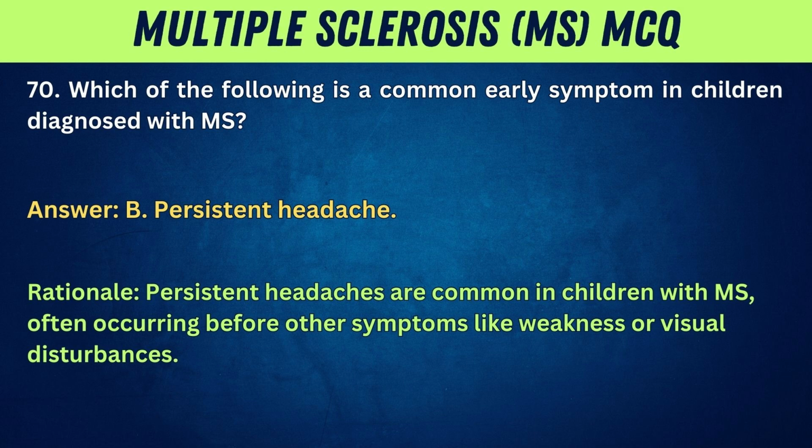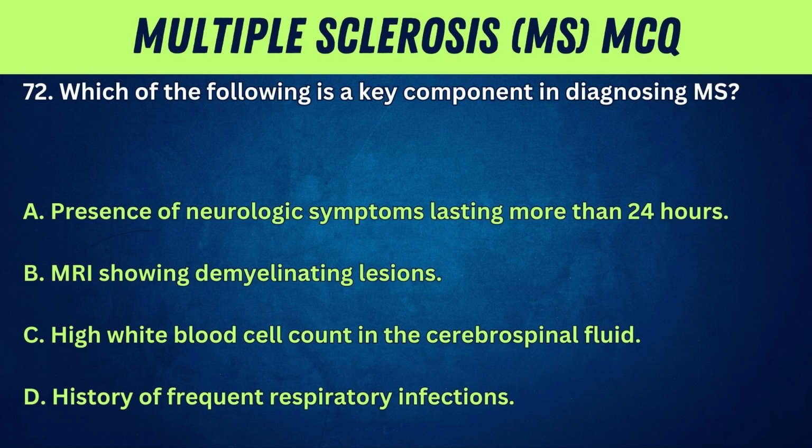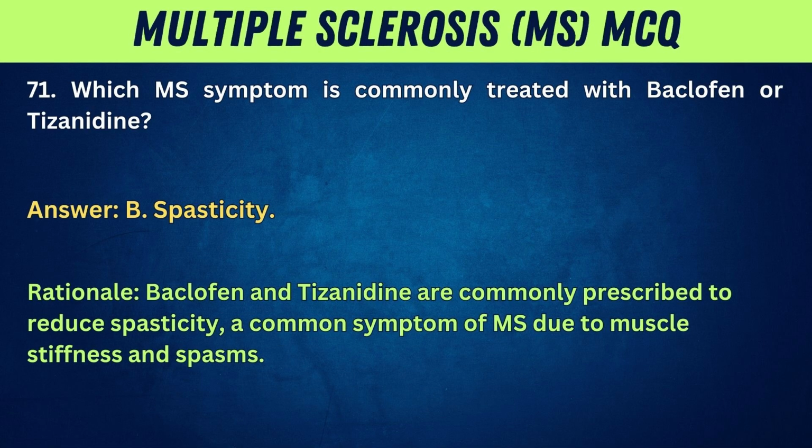71. Which MS symptom is commonly treated with baclofen or tizanidine? A. Pain. B. Spasticity. C. Vision problems. D. Ataxia. Answer: B. Spasticity. Rationale: baclofen and tizanidine are commonly prescribed to reduce spasticity, a common symptom of MS due to muscle stiffness and spasms.